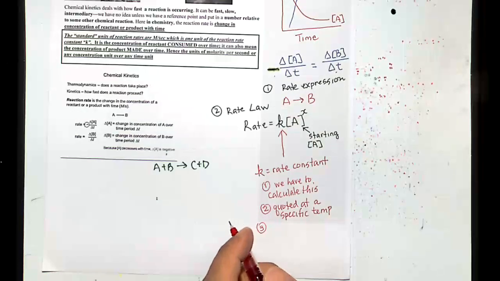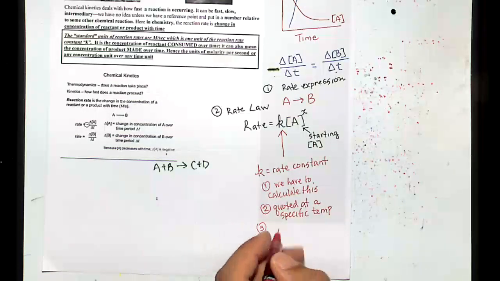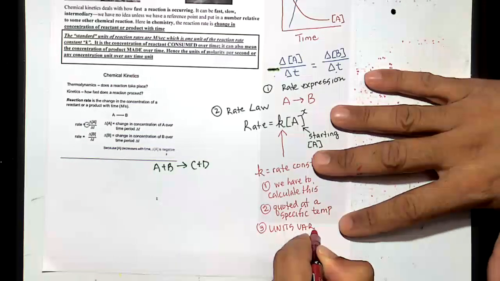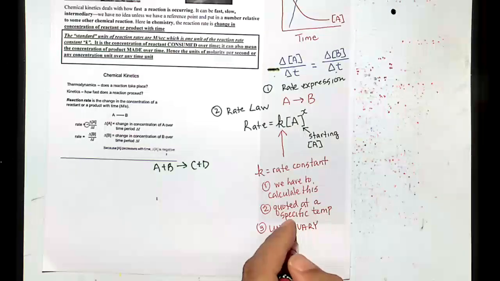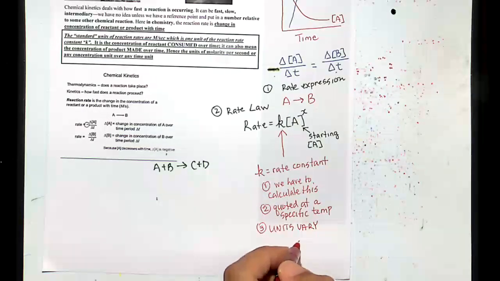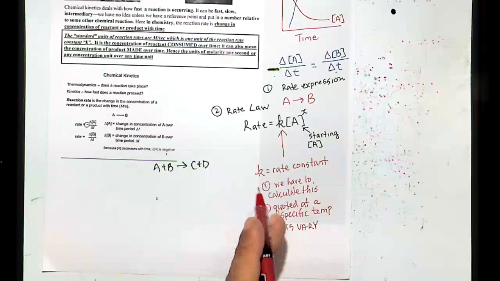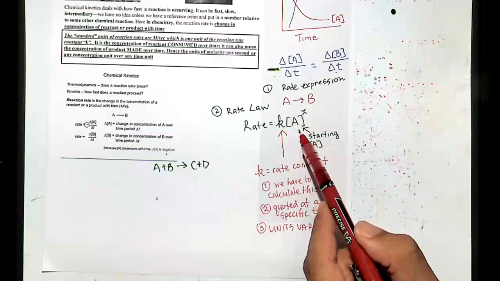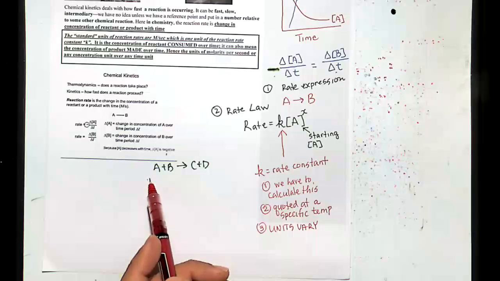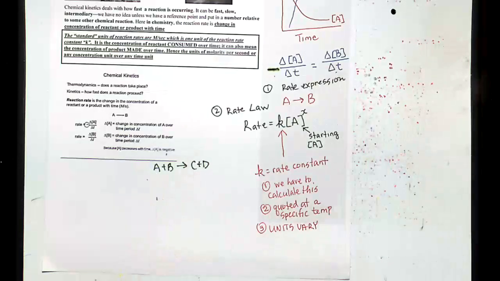Number three is another tricky aspect to it: the units will vary. Not only do we have to calculate it, we have to calculate it with the right units, because this reaction will have a different rate constant with different units than this reaction, which will have a different rate constant with different units.